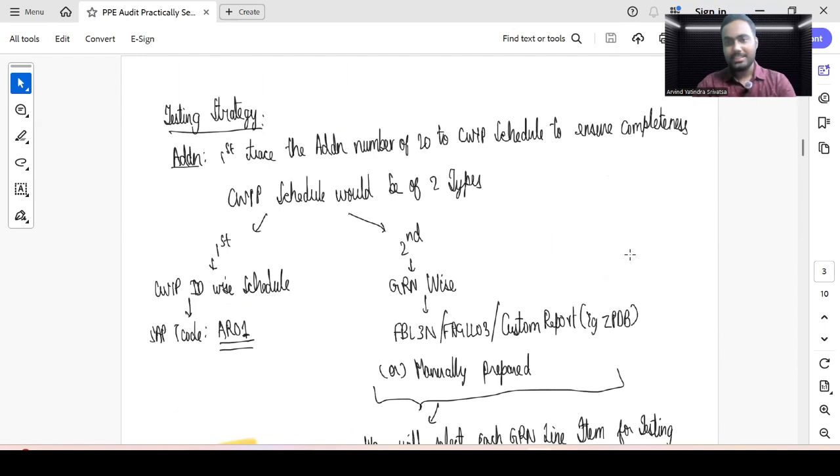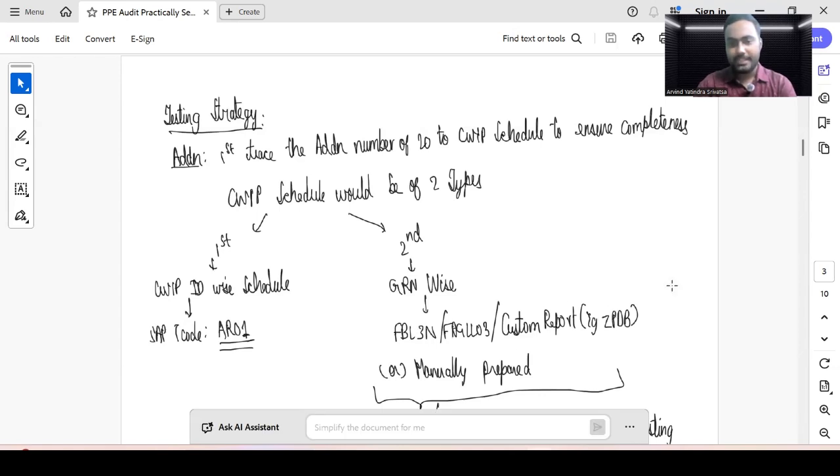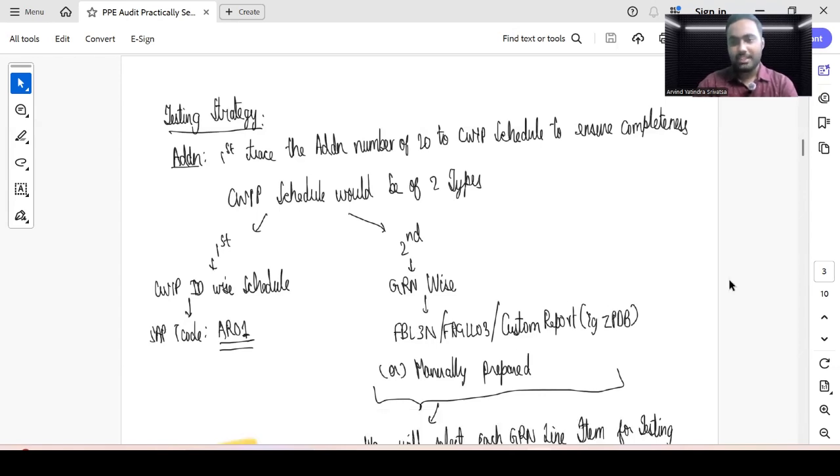So what would happen is, if we go to the GRIR GL dump, these amounts would be traceable there. We would go to the GRIR dump specifically for the CWIP, and we would extract the same, and we would ensure that the total of the same is also matching to 20. This can either be extracted from FBL3N or FAGLL03, or there is again a custom report in SAP called ZPDB, or sometimes it is manually prepared by the client.